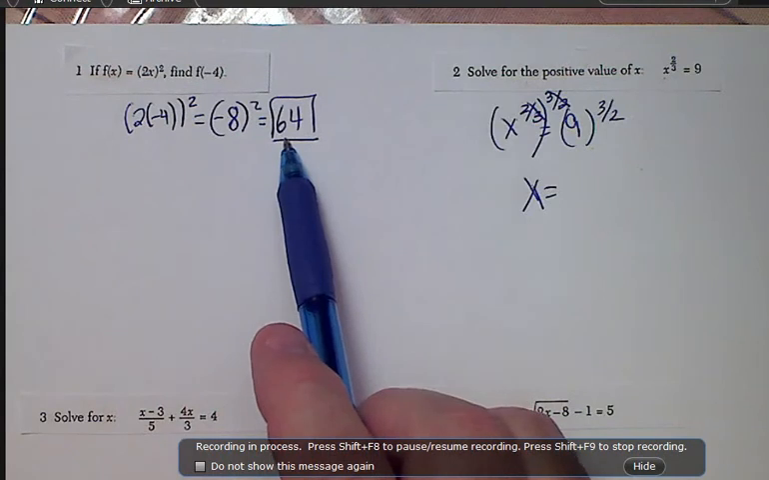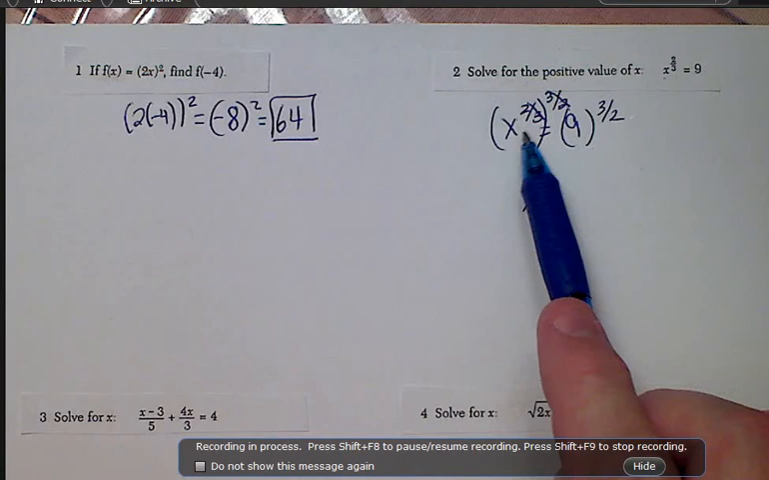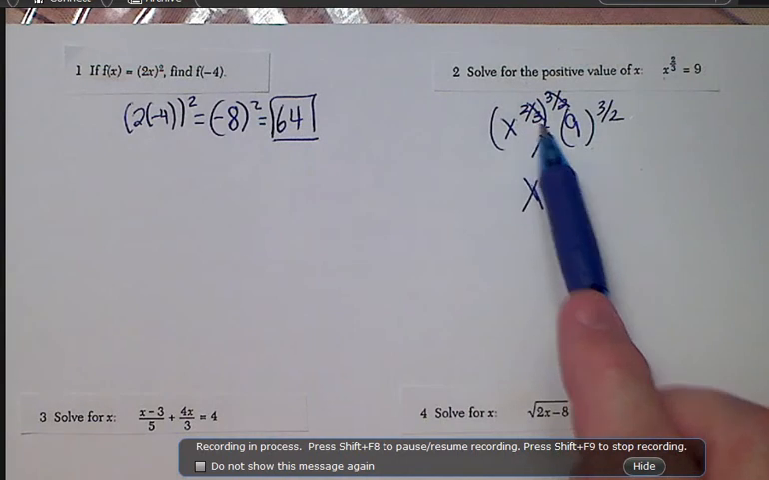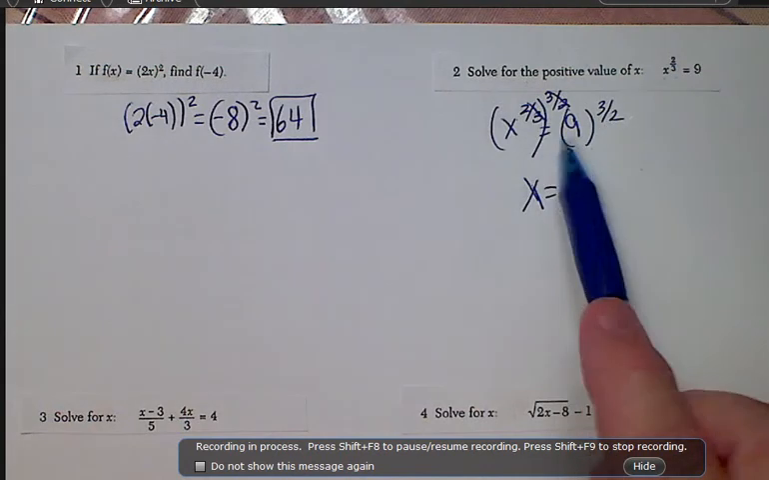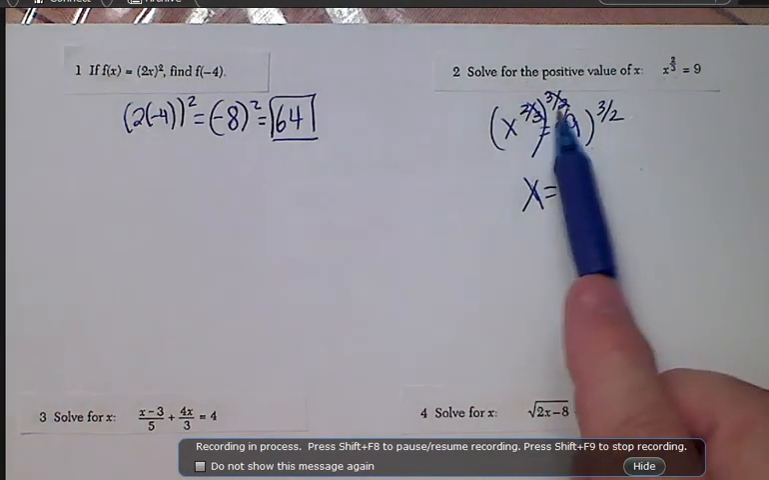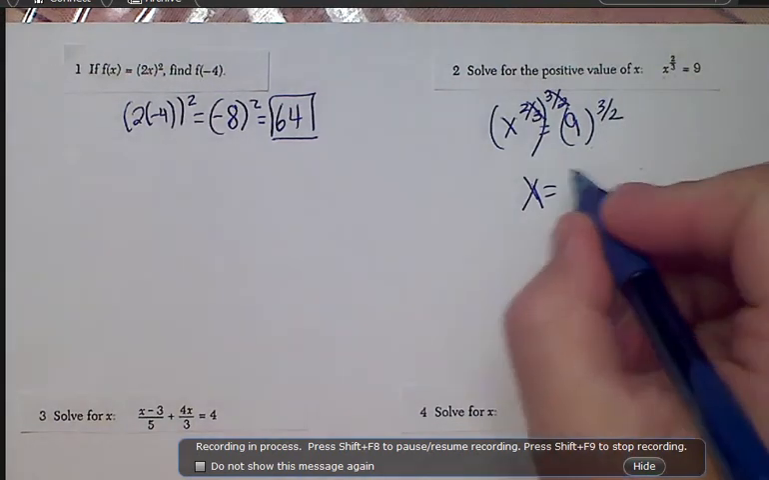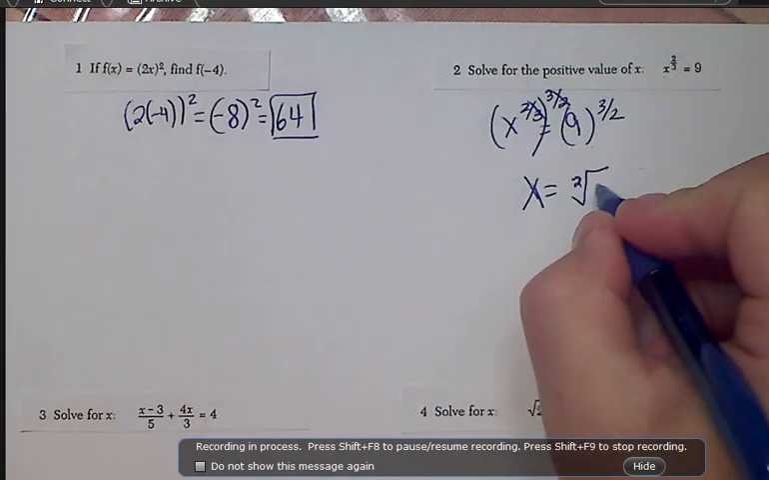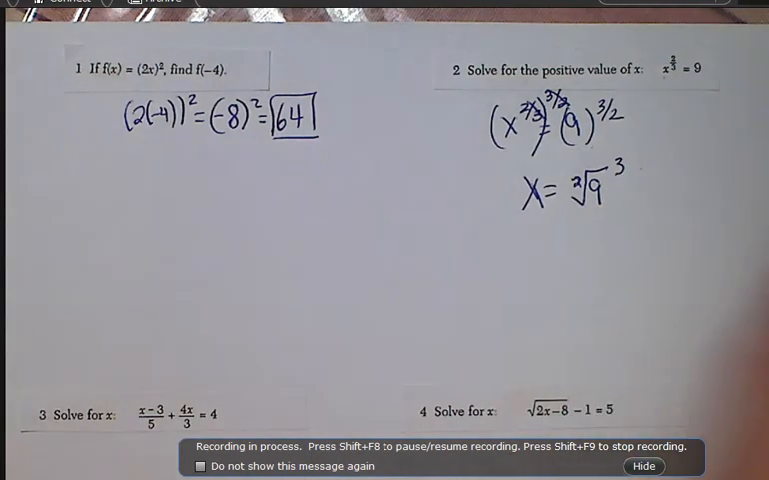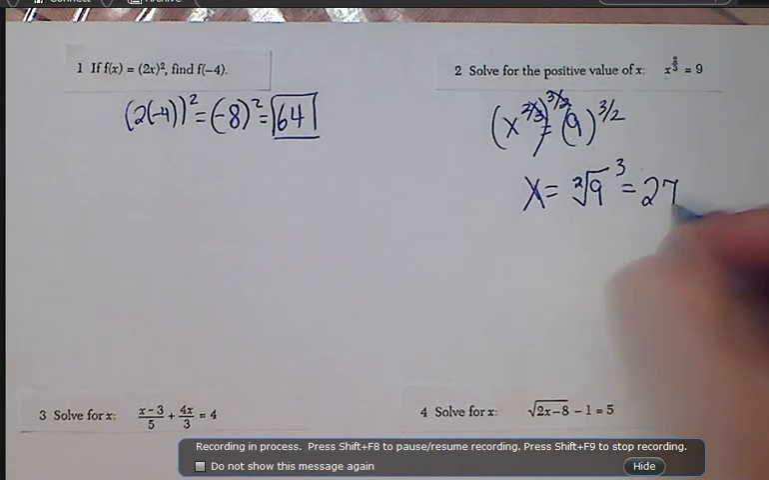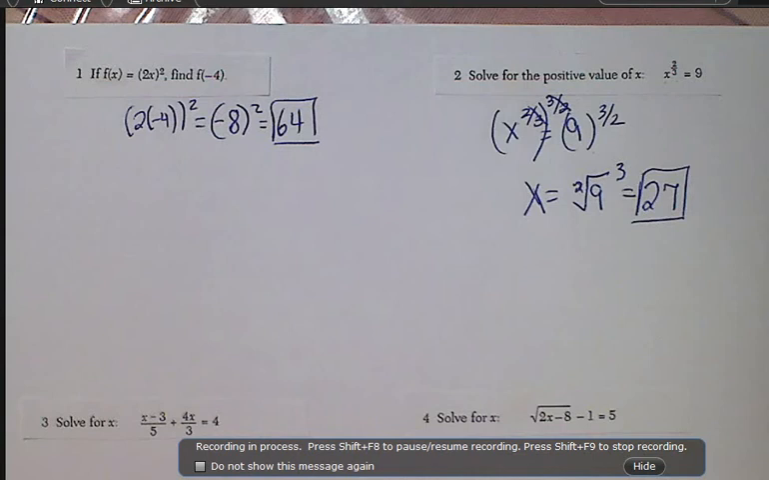In question number 2, you have x to the 2/3 equals 9, and you need to raise both sides to the reciprocal exponent. When you raise it to the reciprocal exponent, the 2 exponents here cancel, leaving you x. We get 9 to the 3/2. Well, that means x is equal to 9 to the 3/2, which is the square root of 9 cubed. And that's going to be 27.